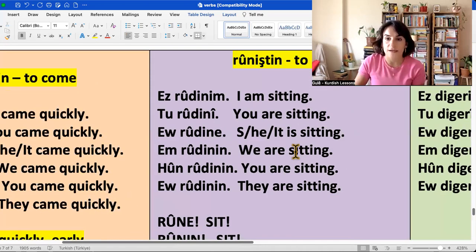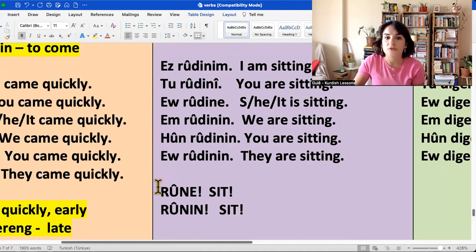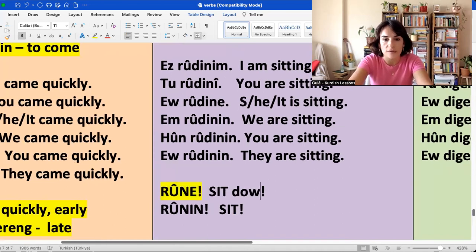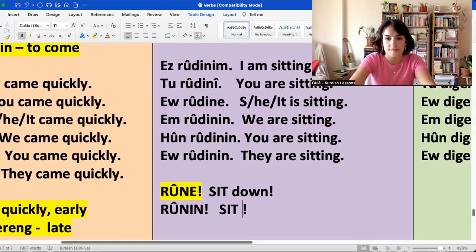Runishten is to sit, it's a compound word. That's why it's a little bit confusing. As rudenem, to rudeni, or rudene, ampon, or rudenen. An imperative form, runa, sit down, runa, sit down. Runen, plural, sit down. Okay?